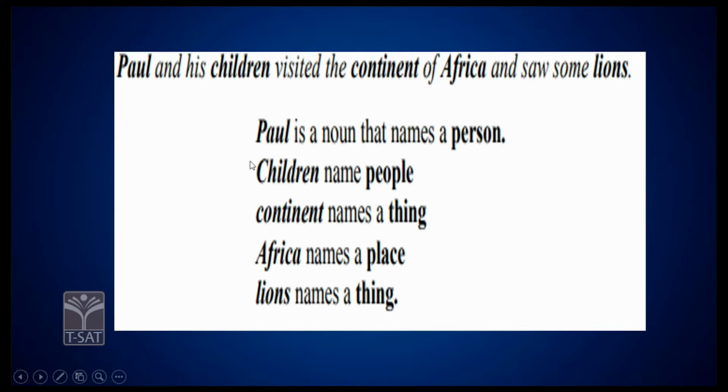You see, the description of the nouns in this sentence: Paul is a noun that names a person, children name people, children of Paul, continent names a thing, Africa names a place, lions names a thing, something like that. Earlier we discussed animals also do fall under the category of things. So, in that way, lion here is classified under a thing.